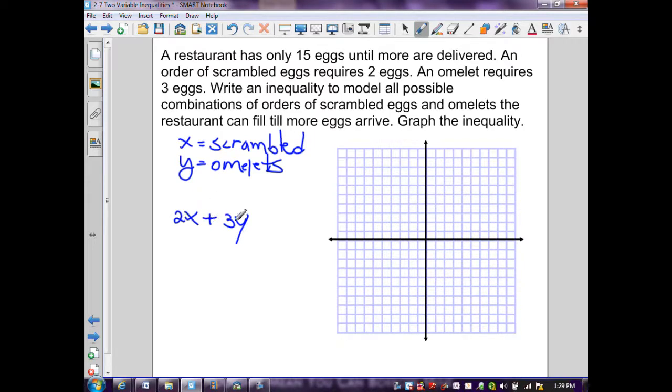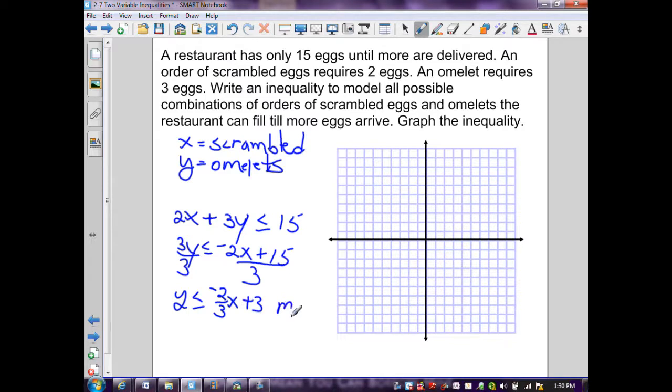Now, no matter how many scrambled eggs or omelets are ordered, they have to be less than or equal to the number of total eggs that we have, which is 15. So this is the inequality that represents how I can order eggs in that restaurant. So now all I need to do is solve for y. Subtracting 2x on both sides, I get 3y is less than or equal to negative 2x plus 15. Divide by 3. That gives me y is less than or equal to negative 2/3 x plus 3.